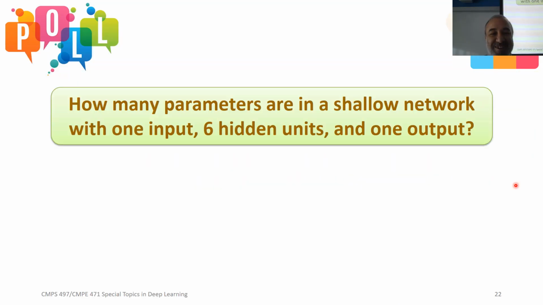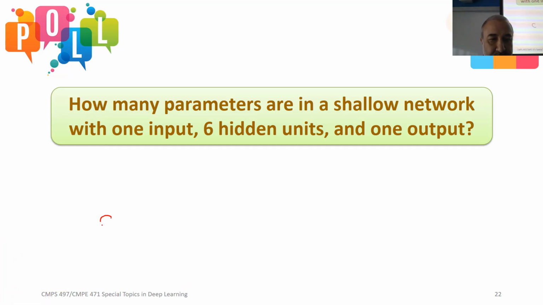Okay. How many parameters are in a shallow network with 1 input, 6 hidden units, and 1 output? Think about that. So 1 input and 1 output, like what we saw, right? That's what we studied today. 6 hidden units. First, how can we draw this?